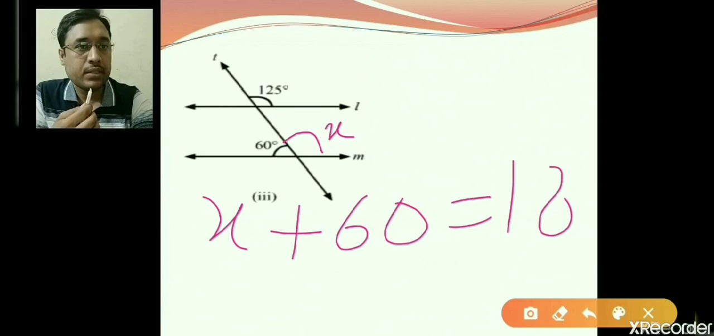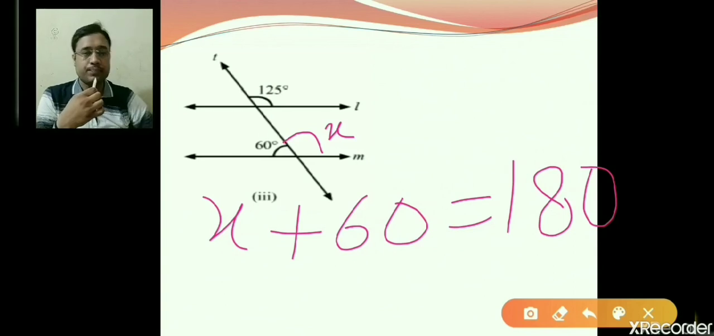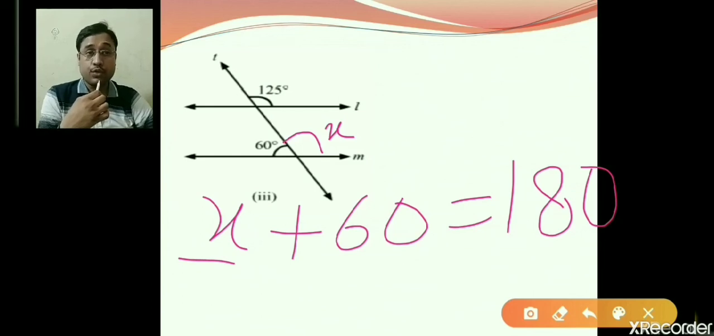Why? Because they are a linear pair of angles. The line M is a straight line, and when a ray stands on a straight line, then the sum of the adjacent angles so formed is 180 degrees. This theorem we also know, so we can use it here: when a ray stands on a straight line, the sum of the adjacent angles so formed is 180 degrees.